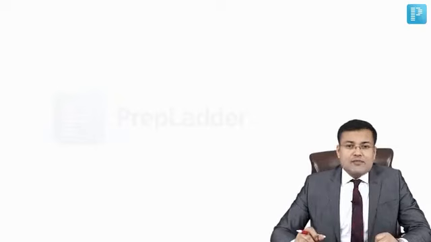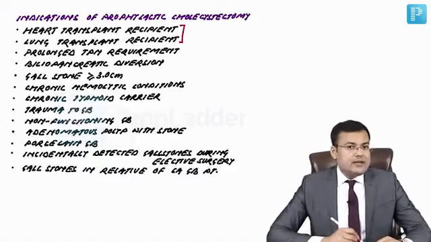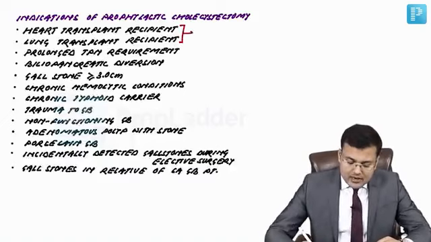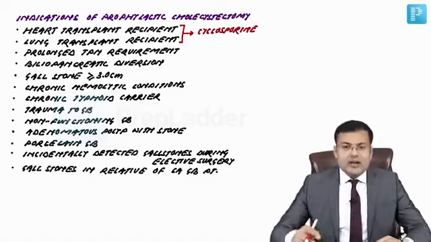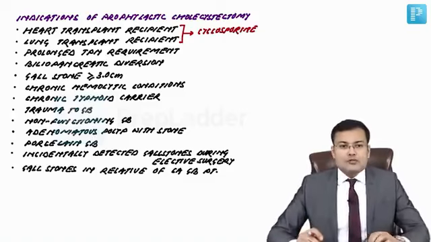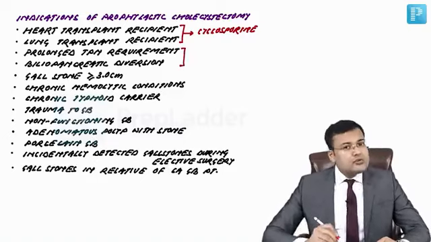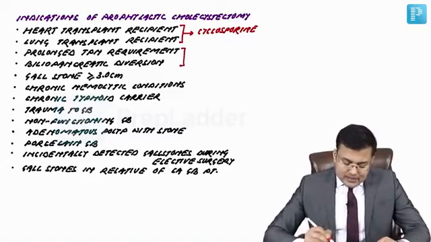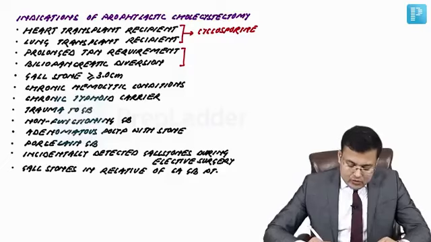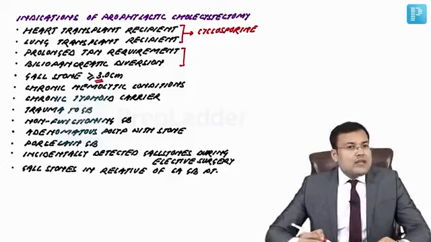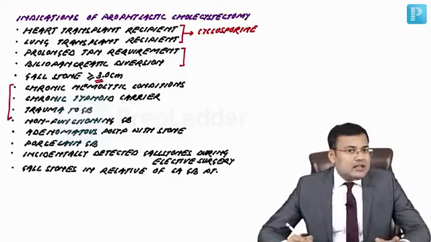So what are the indications of prophylactic cholecystectomy? Heart transplant recipient and lung transplant recipient. Why? Because we give cyclosporin as an immunosuppressive agent, and because of this there is increased risk of gallstone formation. Prolonged TPN requirement and biliopancreatic diversion also increase the risk of gallstones. Gallstone of 3 centimeter or more increases the risk of complication. Chronic hemolytic conditions, chronic typhoid carrier, trauma to gallbladder, all these are indications.